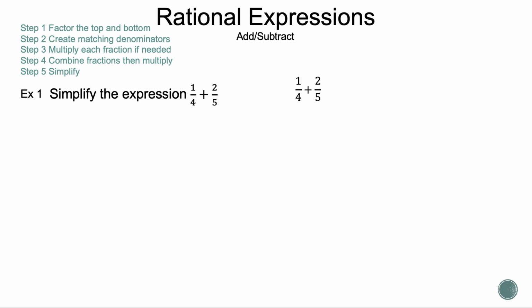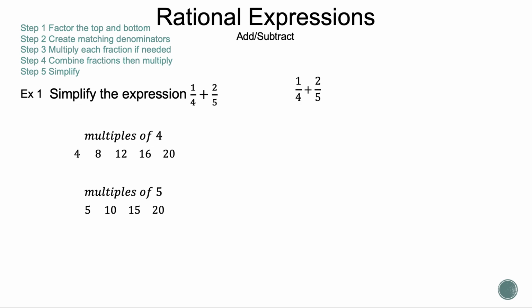What do we think is our next step? That's correct. We need to create matching denominators, or a common denominator. So let's find it. One method is to write down the multiples of 4, and then write down the multiples of 5, and find the first number in both sets. In this case, the number is 20. But that method does not work well with rational expressions.